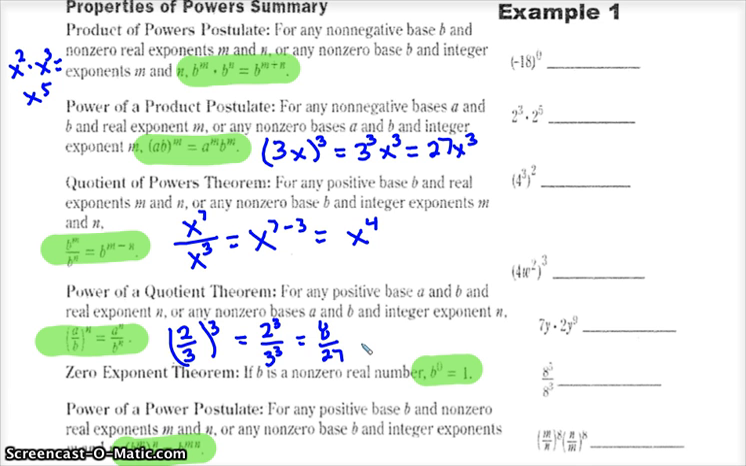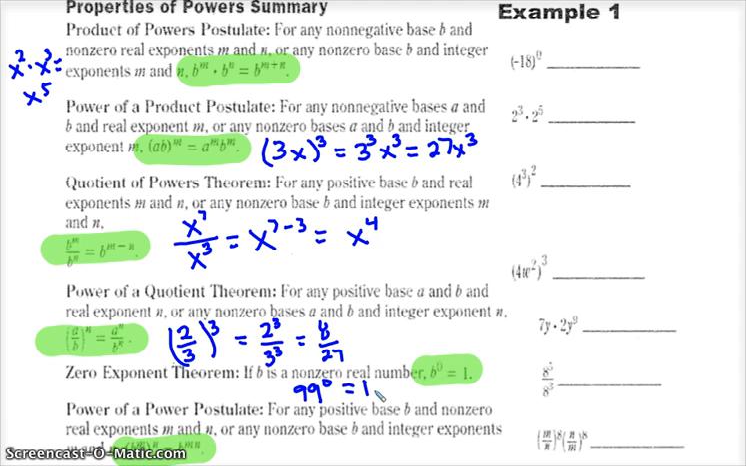Now, what about those pesky zeros? Any number raised to the zero power will always be 1. So, even if I have 99 to the zero power, I still get 1. That makes it pretty easy for us.